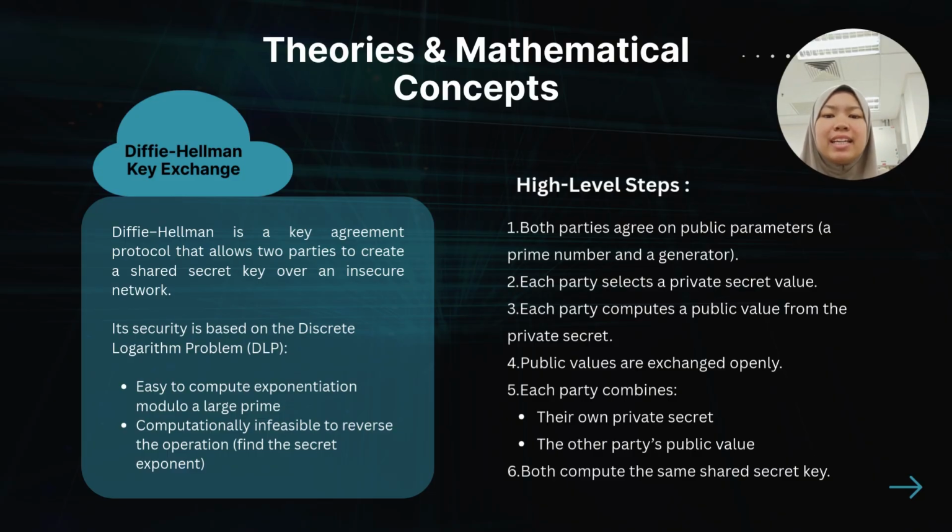At a high level, both parties agree on public parameters, choose their own private values, exchange public values, and then compute the same shared secret independently. However, Diffie-Hellman does not provide authentication, which means it is vulnerable to man-in-the-middle attacks if used on its own.